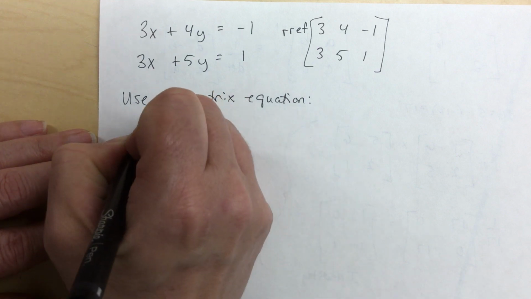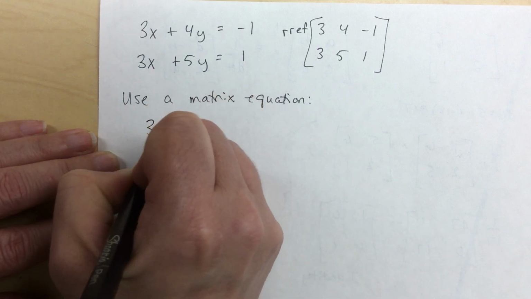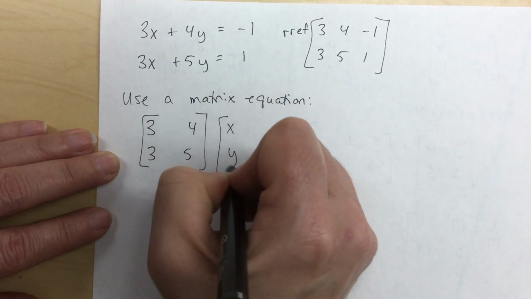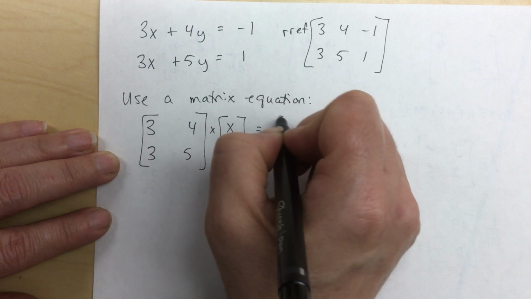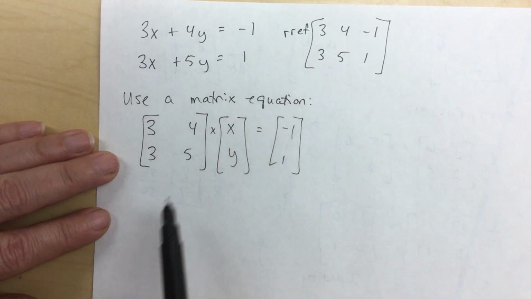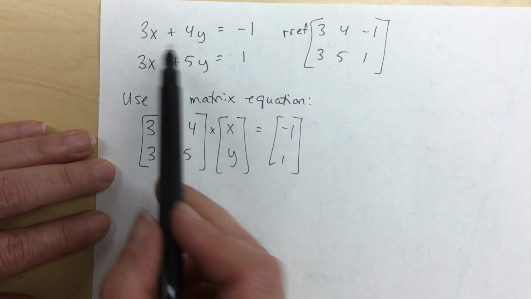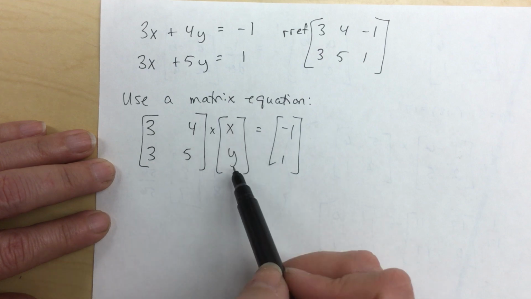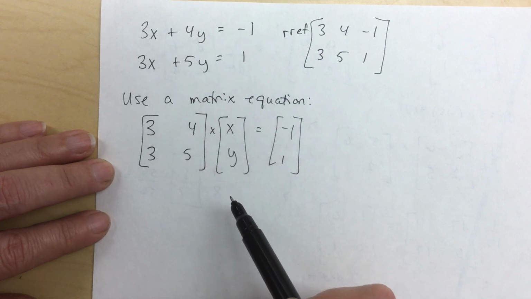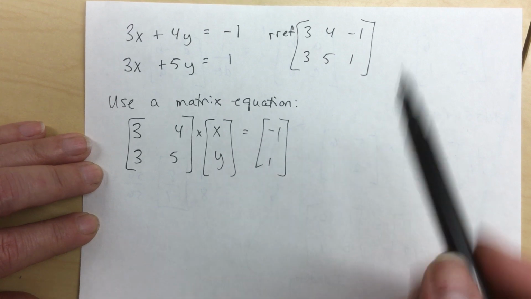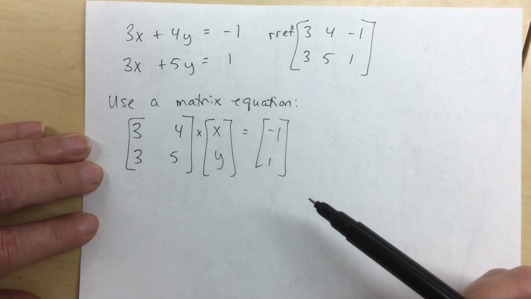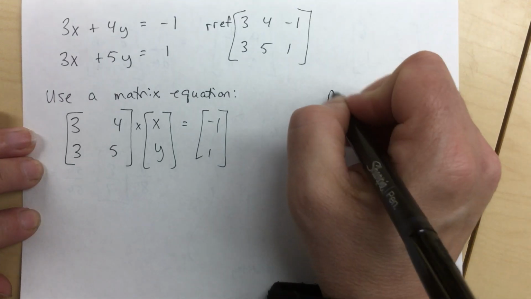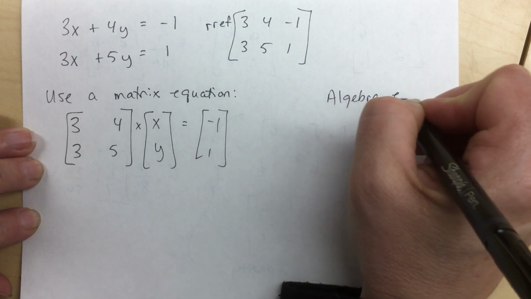So you're going to write 3, 4, 3, 5 times xy equals -1, 1. This is called the coefficient matrix. It comes from the coefficients on x and y, 3, 4, 3, 5. This is the variable matrix. It comes from the variables in the equation. And then this is the constant matrix. It comes from the constants. Math is wonderful that way. Names make sense.